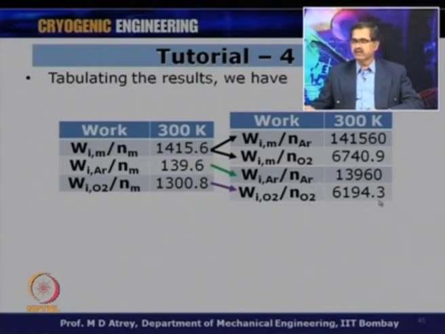Also extending, instead of having Nm, I can have NO2, it is work of separation of oxygen per mole of oxygen, which is 6194.3. So, eventually one may ask you, what is this value WiO2 by NO2, or it could be only WiO2 by Nm. So, what is important is what has been asked.